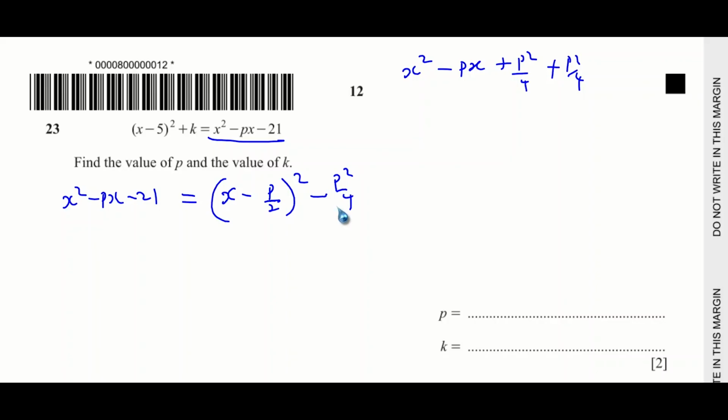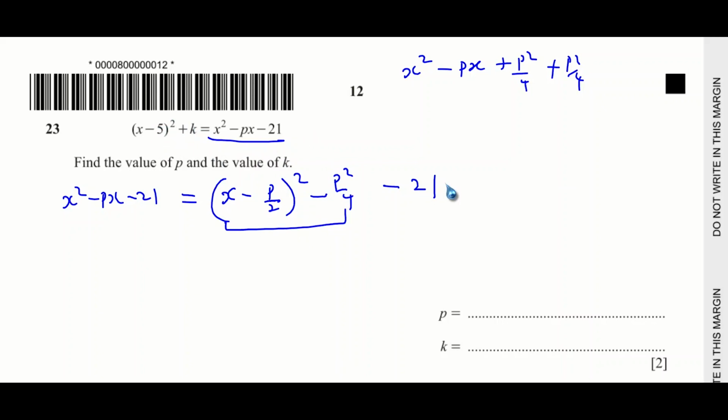So it will now be minus p squared over 4, then minus 21. So the whole of this is the same as x squared minus px minus 21. That is another way of writing it. We can now simplify this further, or we can just leave it like this. So you can compare this with this now.